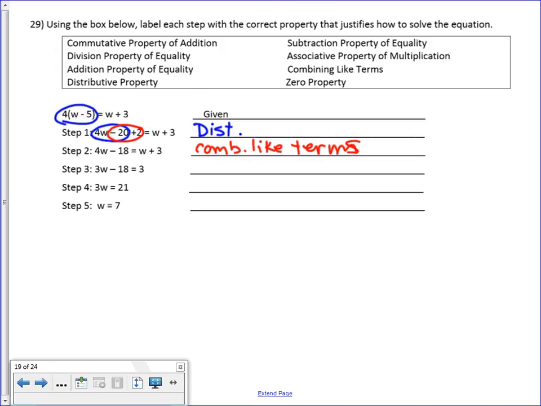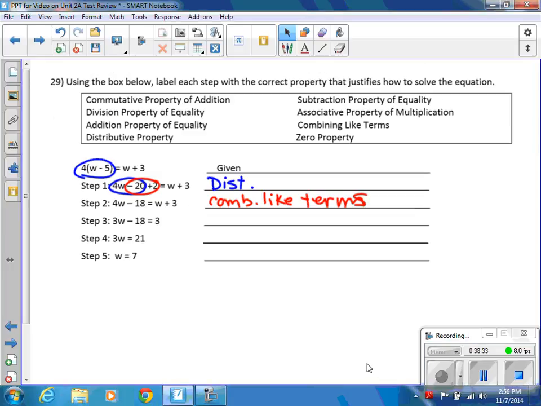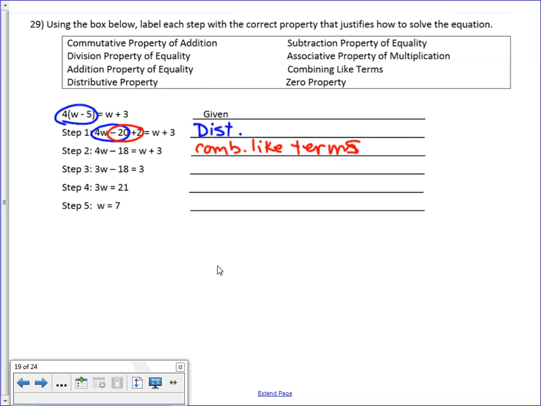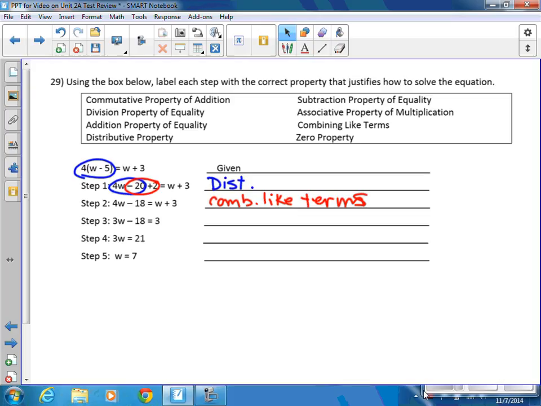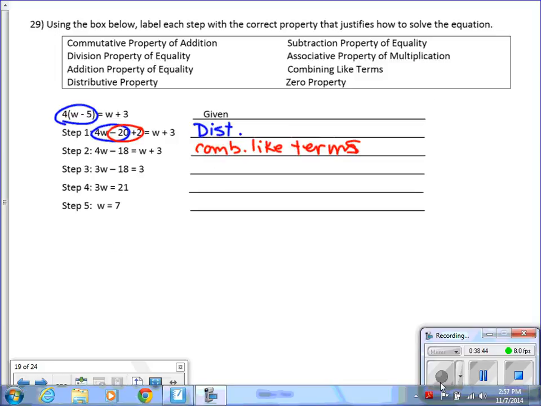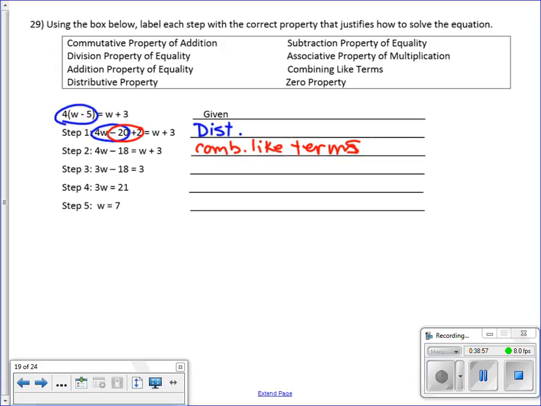Sorry, I need to pause again in a second because I lost my thing again. Okay, sorry about that. All right, now from here to here, we're also combining like terms because we moved the W and we've got it now down with this. So that was also combining like terms.